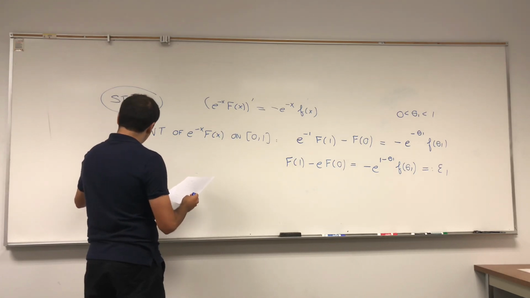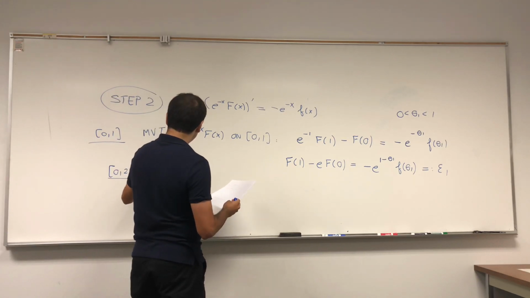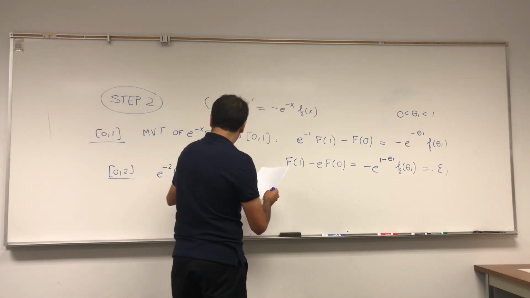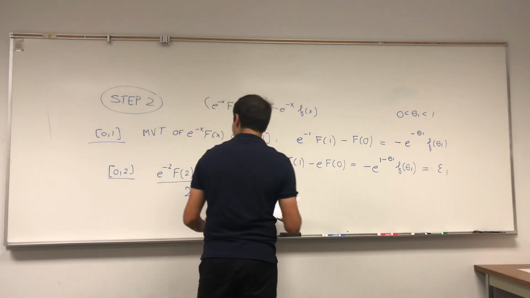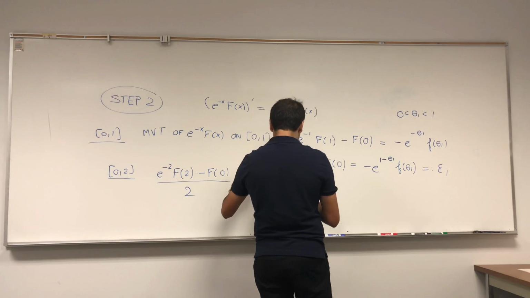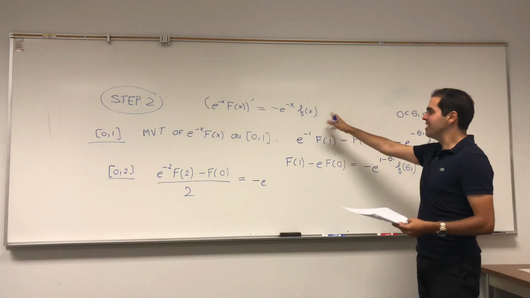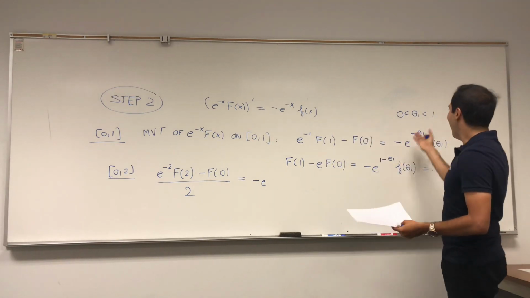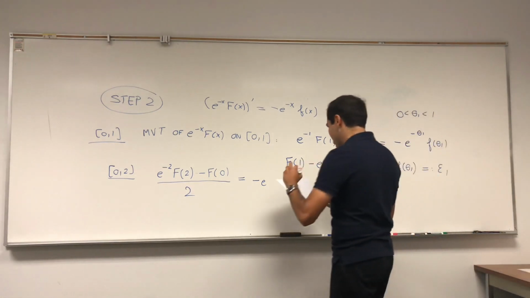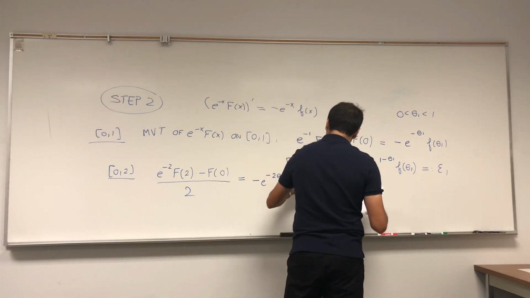So that was on the interval 0, 1. Now let's do it on 0, 2. So f of 2 minus f of 0, again divided by b minus a, which is 2, equals, again, f prime of some constant, which in this case is minus e to the minus a constant, f of some constant. Ideally, we'd like to have something between 0 and 1, so up to renormalization, just write it as minus e to the 2 theta 2, f of 2 theta 2.